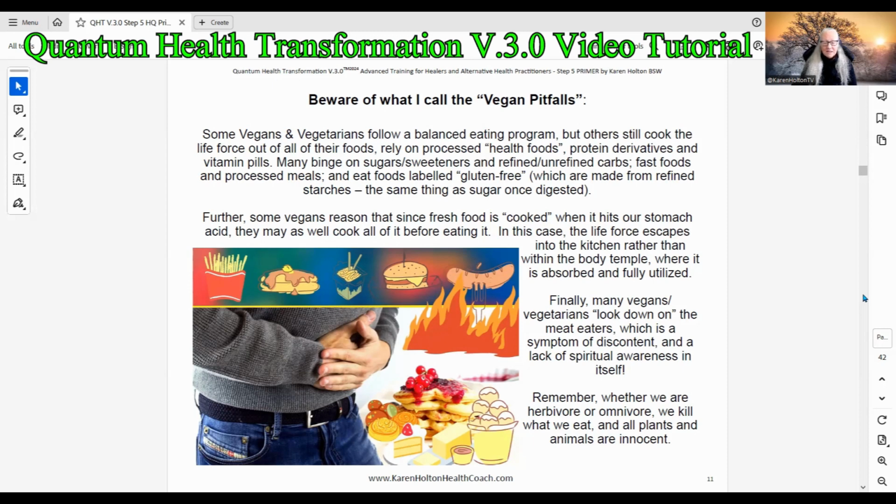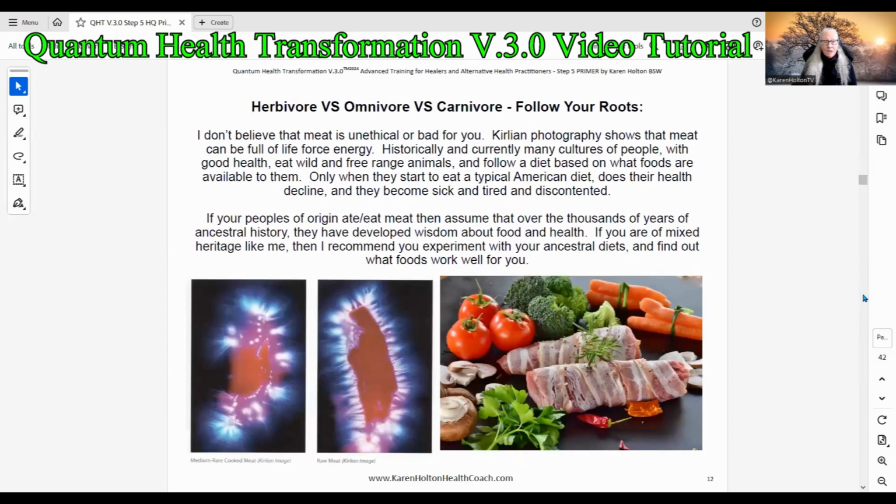Finally, many vegans and vegetarians look down on the meat eaters, which is a symptom of discontent and a lack of spiritual awareness in itself. Remember, whether we are herbivore or omnivore, we kill what we eat, and all plants and animals are innocent. Herbivore versus omnivore versus carnivore, follow your roots.